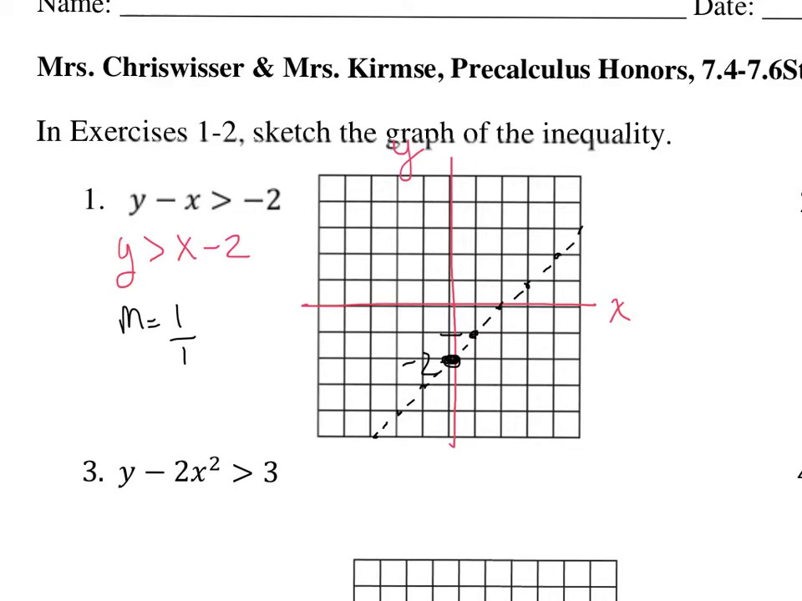And then I want to shade, because I am in the form of y greater than x minus 2, I can shade in this direction because y is isolated. So I know y greater, the y-axis increases in this direction towards positive infinity. So I know I'm shading above the line. So let's go ahead and indicate that.